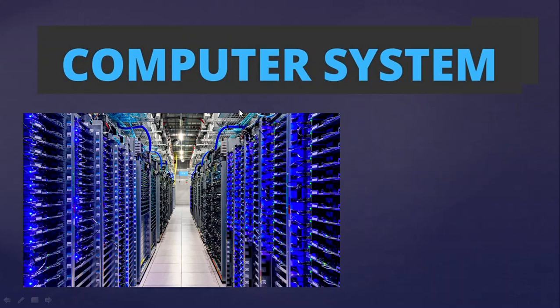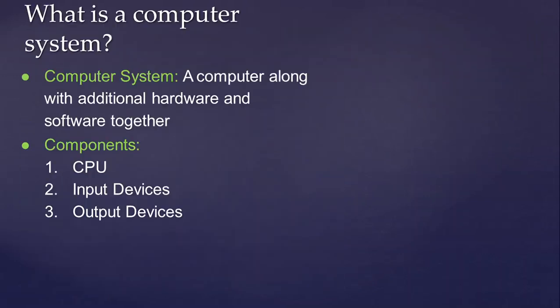Hello everyone. Today we are going to be doing chapter 1 for Computer Science of grade 11 CBSE, which is computer systems. What is a computer system? A computer system is basically a computer along with additional hardware and software together. There are three components to a computer system. First being the CPU, also called the central processing unit, the input device and the output device.